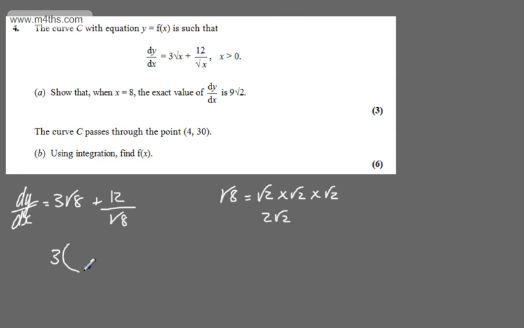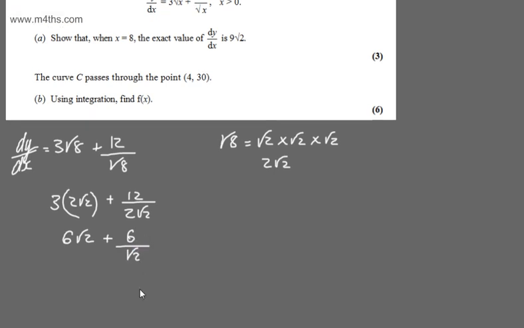If we sub this in, we're going to have 3 lots of 2 root 2, and then plus 12 over 2 root 2. So we can see this will give me 6 root 2, and then plus 6 over root 2. I need to rationalise the denominator of this fraction, so I'm going to multiply the numerator and the denominator by root 2.